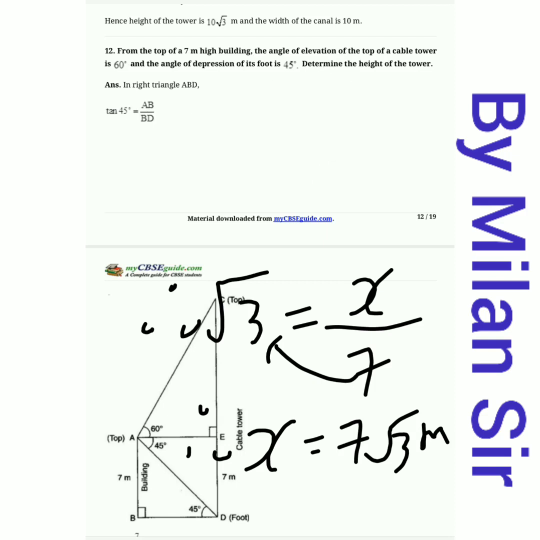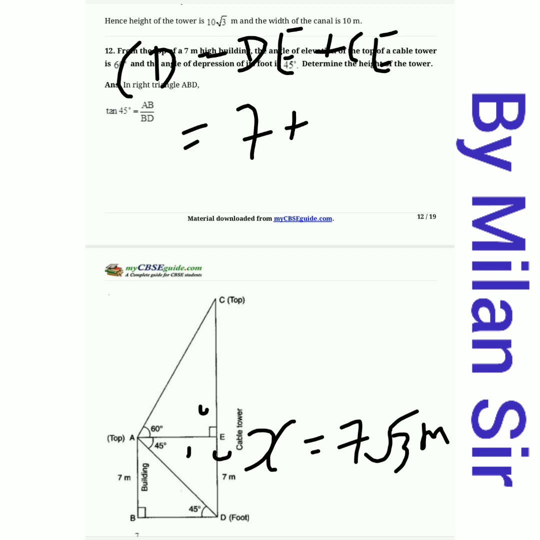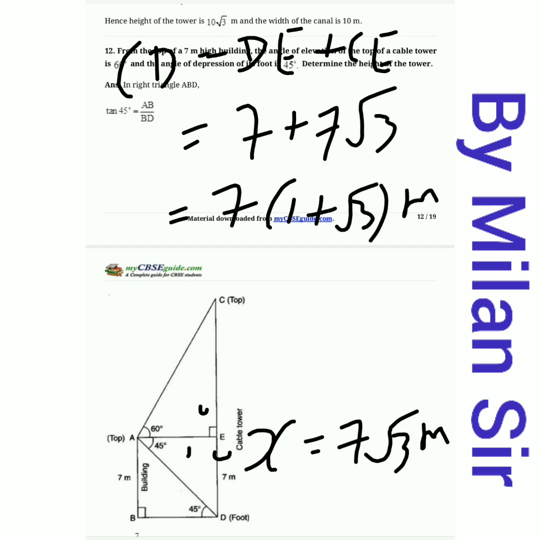So height of tower. Height of tower, it is CD is equal to DE plus CE. So 7 plus CE, it is X, it is 7 root 3. Now 7 common, so 1 plus root 3 meter. This is our final answer. 7 in bracket 1 plus root 3 meter. Okay, so height of tower is equal to 7 in bracket 1 plus root 3 meter.